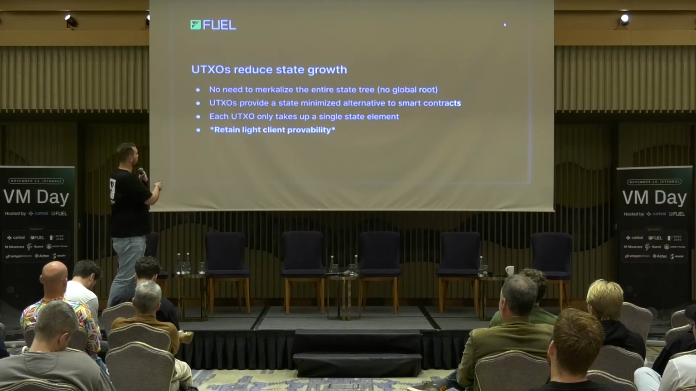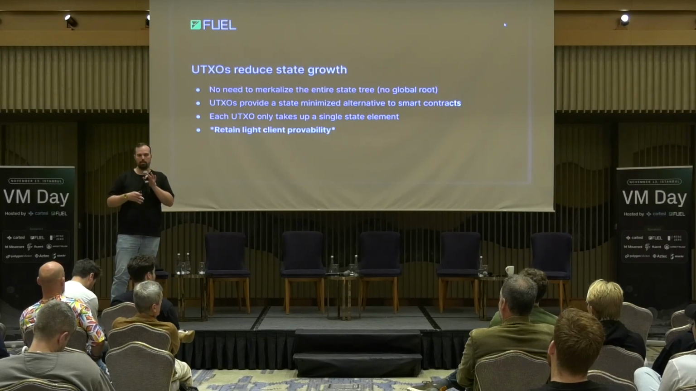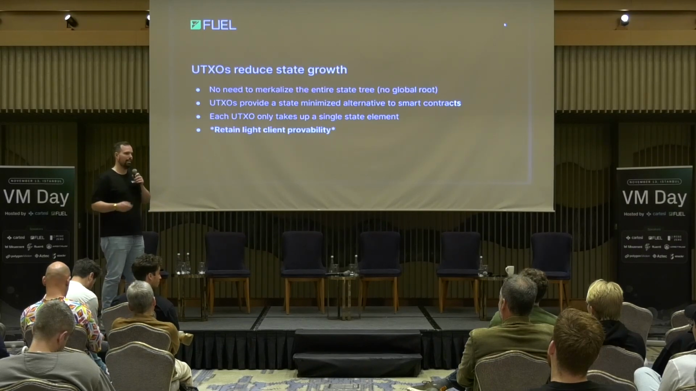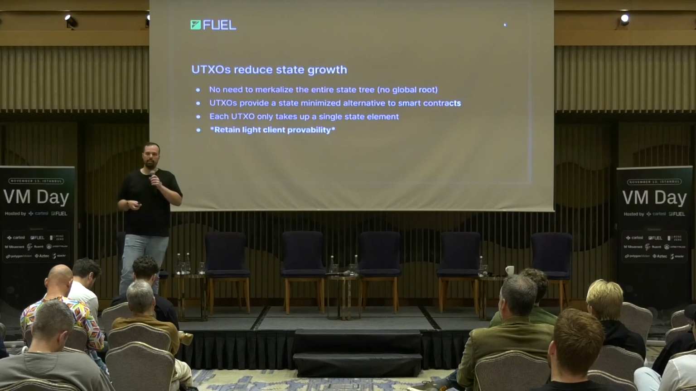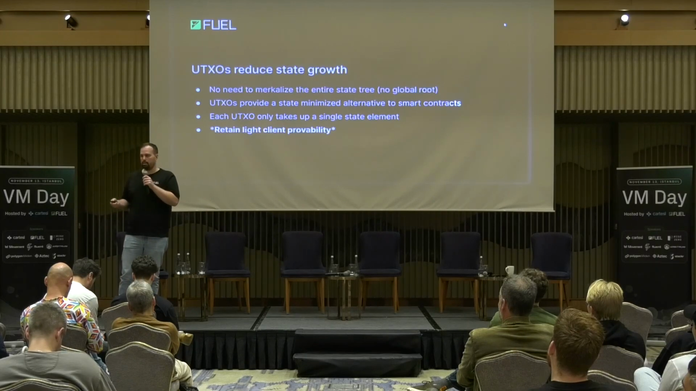The second thing is UTXOs provide a state-minimized alternative to smart contracts. So in the Fuel VM, we try to get developers to push away from using smart contracts, even though you have full, flexible Ethereum-style smart contracts. We try to give you more tools. As well, each UTXO, when it's spent, only takes up a single state element. And again, it retains light-client provability. So this is a very, very important factor with blockchain design, and it's something that, unfortunately, many blockchains succumb to.